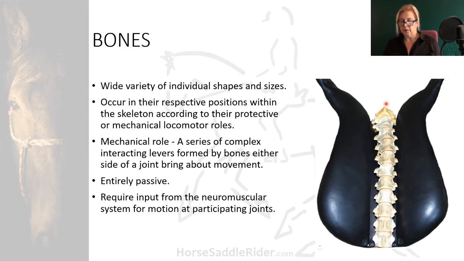So, for example, this is the vertebrae in the gullet of a saddle and showing a series of complex interacting levers which require space for adequate range of motion in order to support and stabilize the spine.